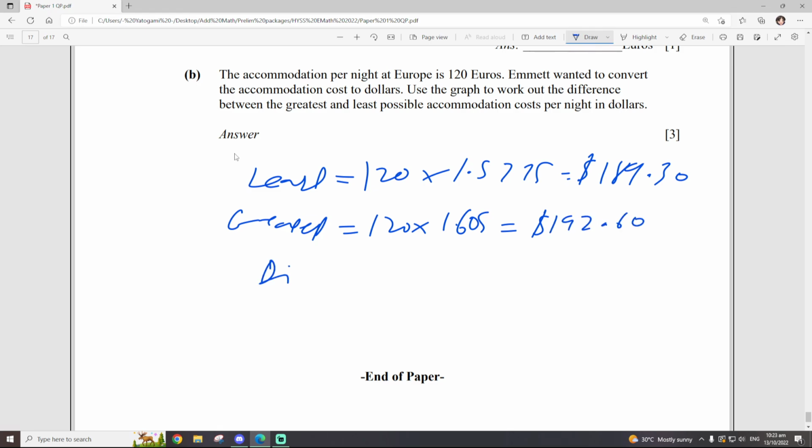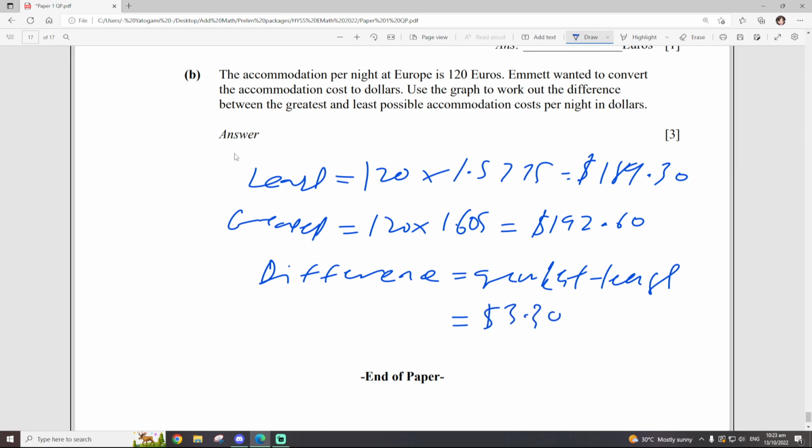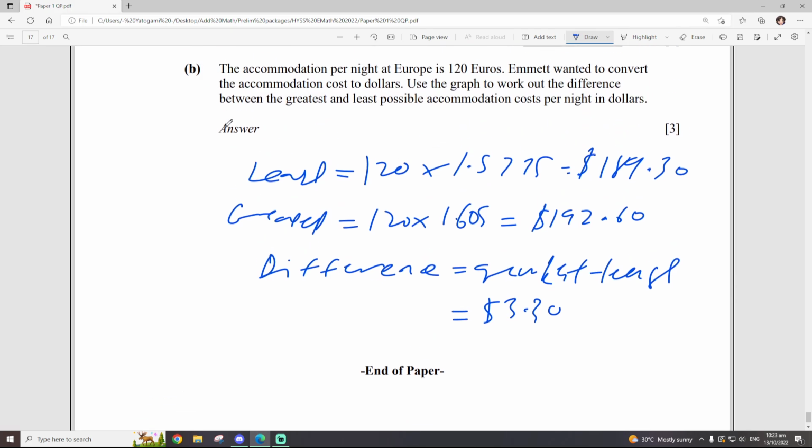So difference is the greatest minus least, which is just 3.30. Okay? Whenever you're doing money, you always leave it to 2dp. Alright? So that's it for Hawaii, paper 1. Overall, I think it's a not too difficult paper.